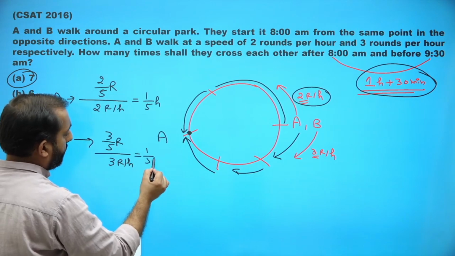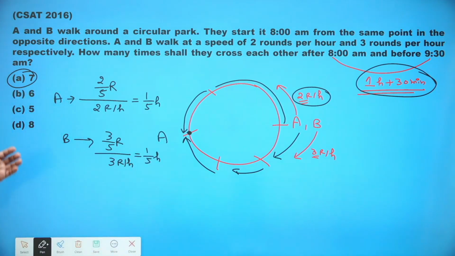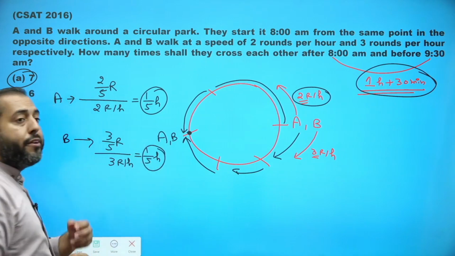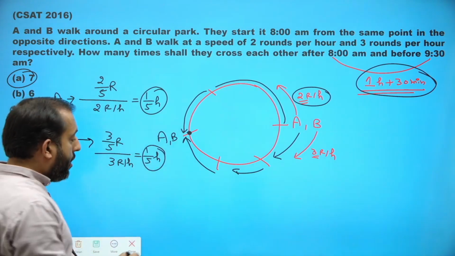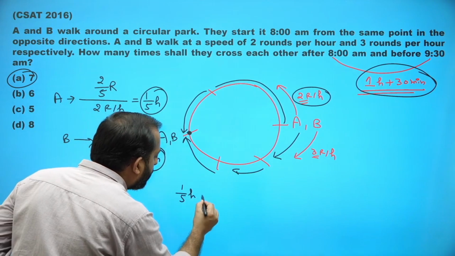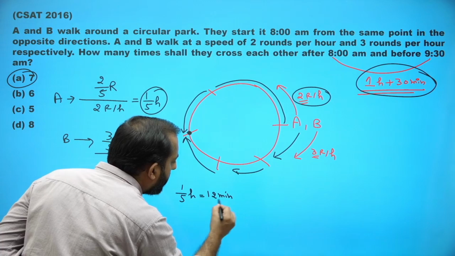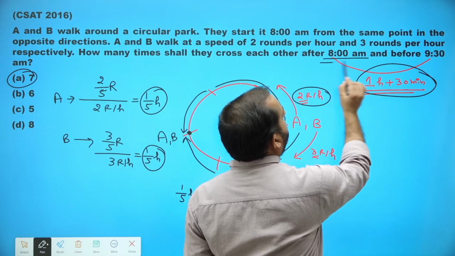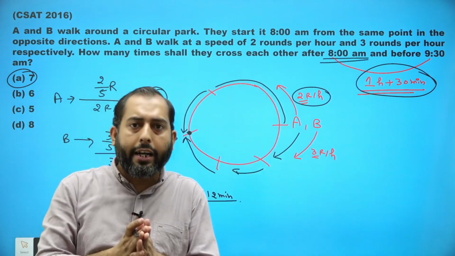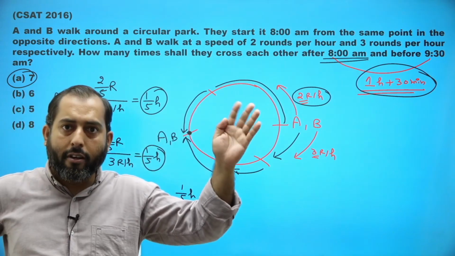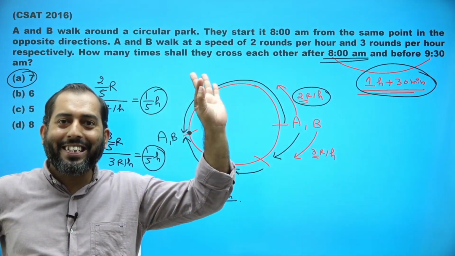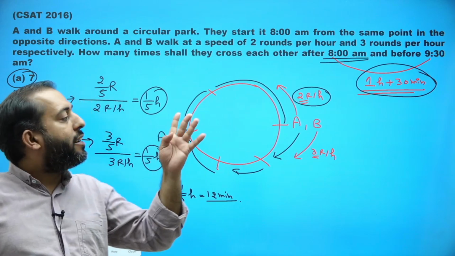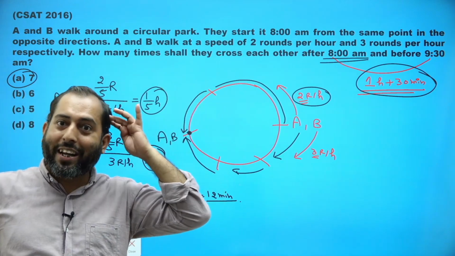So B will be at this very same point after how many hours? After 1/5 of an hour. Meaning after every 1/5 of an hour, or after every 12 minutes, they are meeting. They started the race at 8 a.m. So they will meet at 8:12, 8:24, 8:36, 8:48.